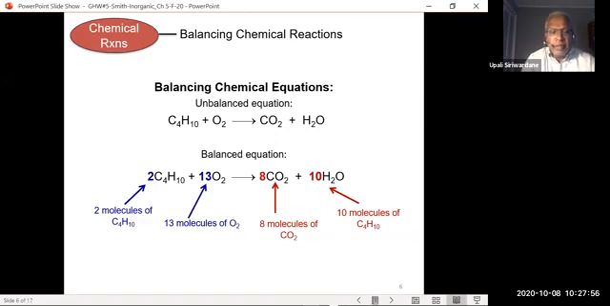So now the atomic balance is there. This is kind of an unusual equation that when hydrogen number is even, you have to multiply the equation by twice and do the balancing.